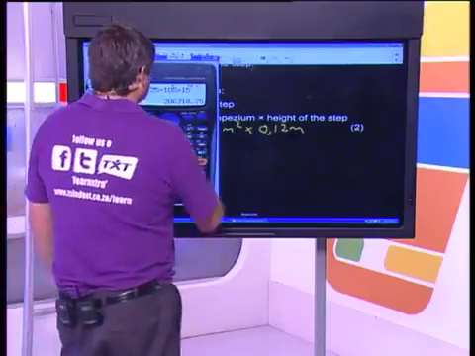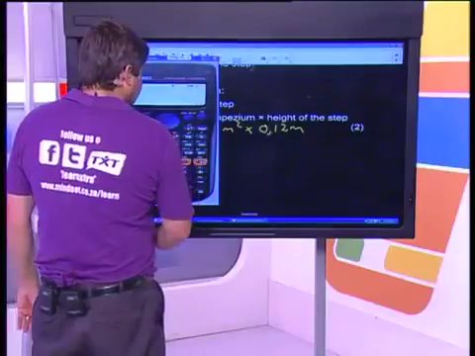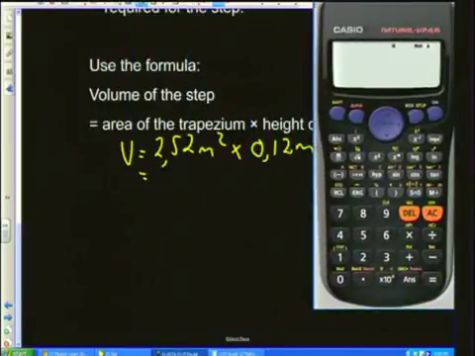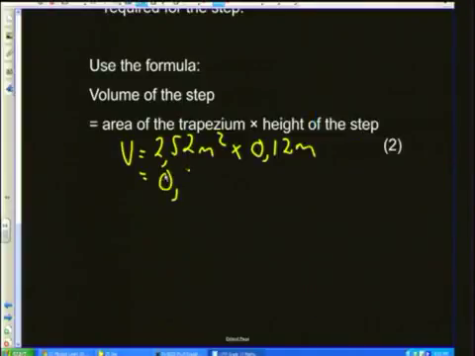Right, so that's what we're doing. UTC. Use that calculator. I'm going to shift the calculator over here so I can see everything. 2,52 multiplied by 0,12 equals, there's my answer, 0,3024 meters cubed. Why meters cubed? Because we're dealing in volume.